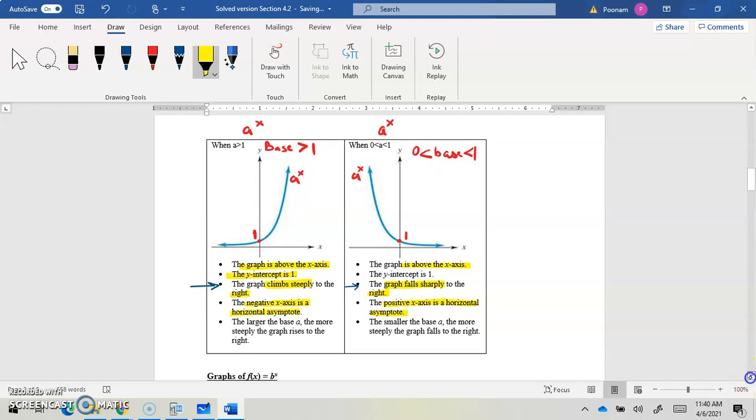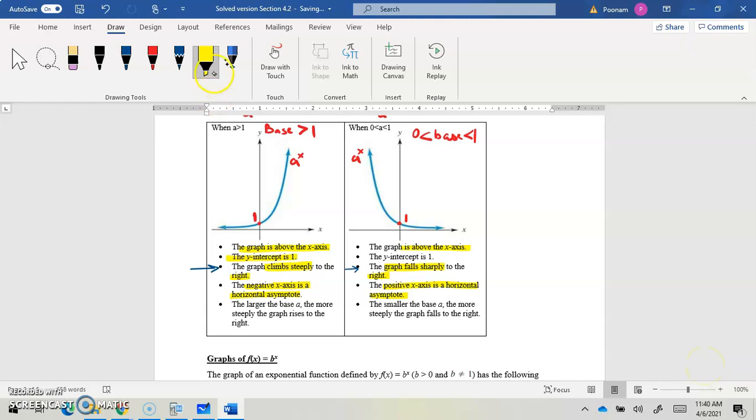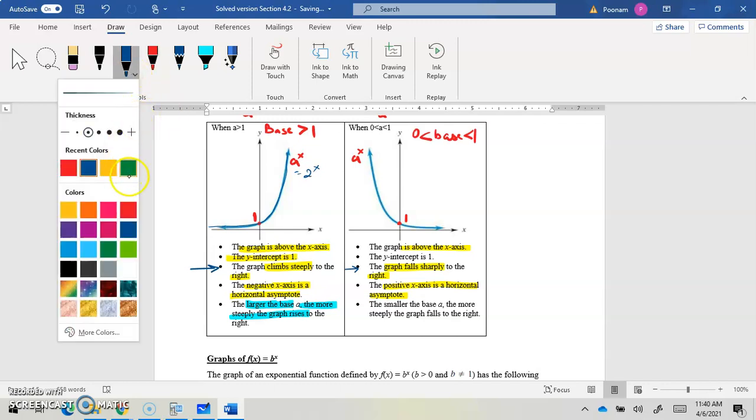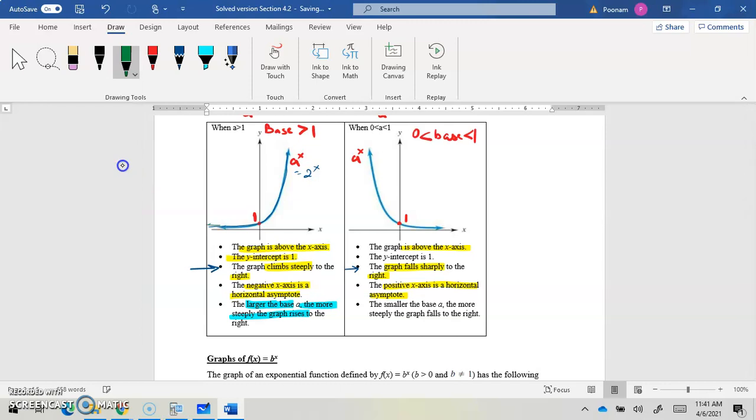Now, here is one more important fact. Larger the base is, more steeply the graph will rise. So what I'm trying to say here is, say we have 2 raised to power x. Let's say this is the graph of 2 raised to power x. If we were to plot 3 raised to power x, then since the base is larger, it will rise steeper. So this would be 3 raised to power x. Say I have 4 raised to power x. That would be even steeper. So 4 raised to power x. Larger the base, more steeply the graph rises to the right.